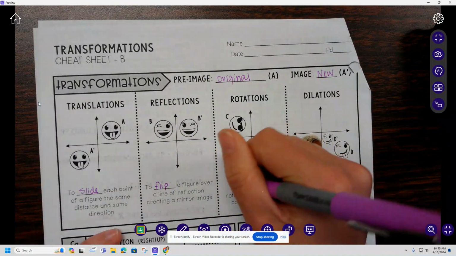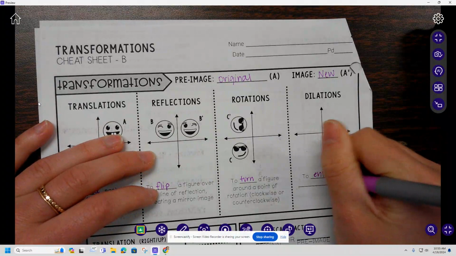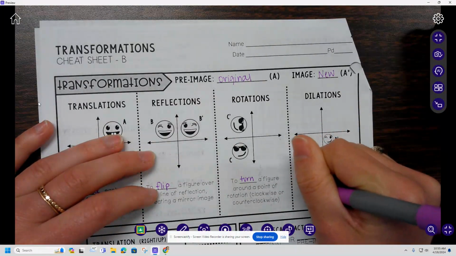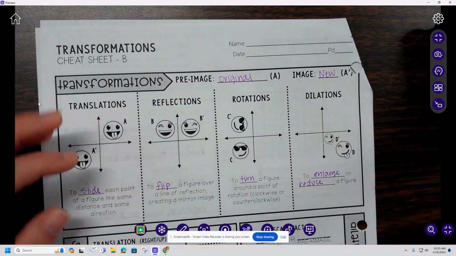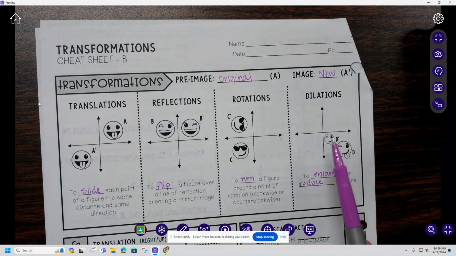Rotations are to turn a figure around a point of rotation, either clockwise or counterclockwise. So it's important that we denote which one is our starting image and where we finish to determine the number of degrees that we go. And then a dilation is to enlarge or reduce. So if we see here, we have a big smiley face or whatever you want to call this, and then we get smaller.